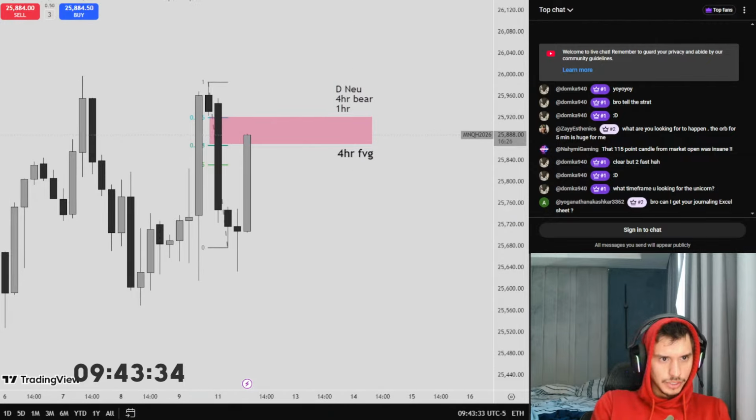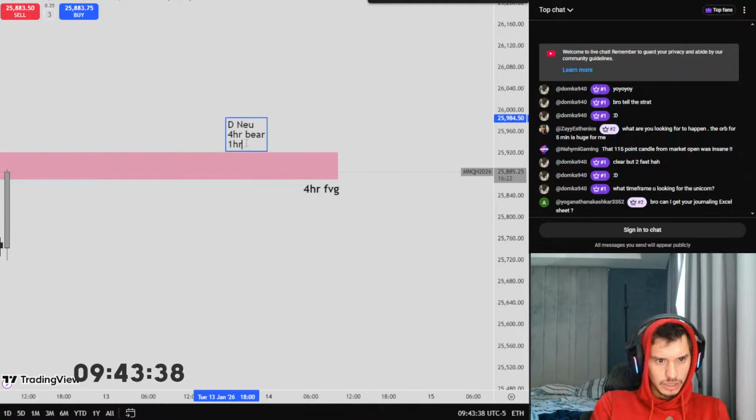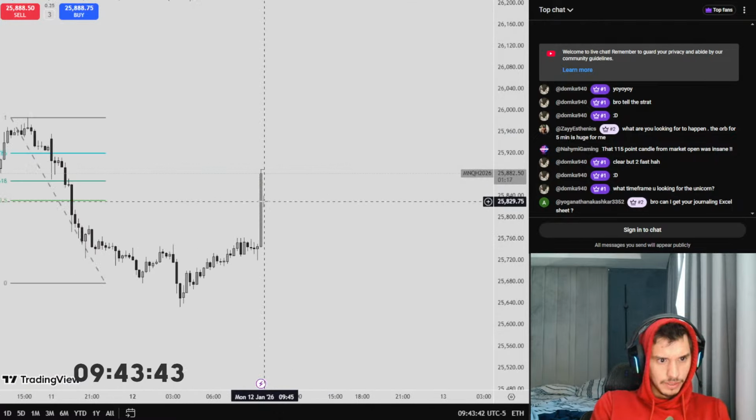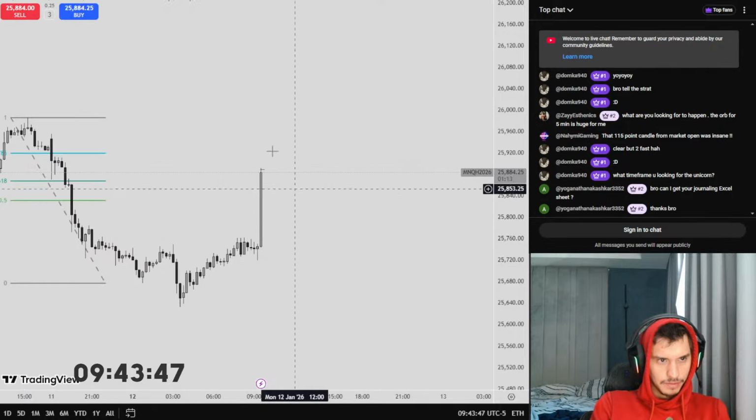4 hour we're bearish. It's gonna be the same for the 1 hour, bearish. The 15 minute, same thing, trading off several gaps on the 15 bearish.